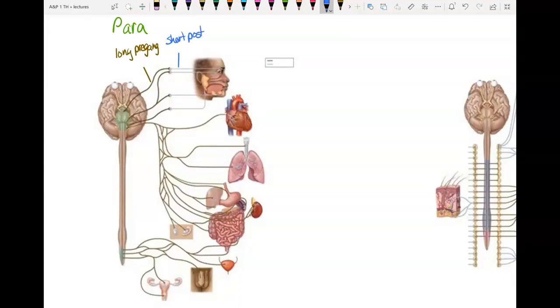And if we look at the effects of this, you're going to have cranial nerve 3. So this one is CN3. It goes to the eyes and it will constrict the pupils. Then we have cranial nerve 7, the facial. Notice it branches to 2 different places. It goes to the lacrimal gland, where it will stimulate the production of tears, and it goes to the sublingual and submandibular salivary glands.